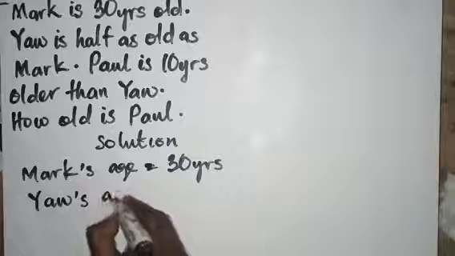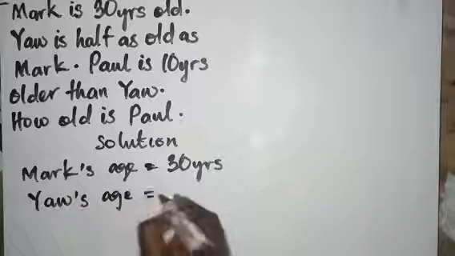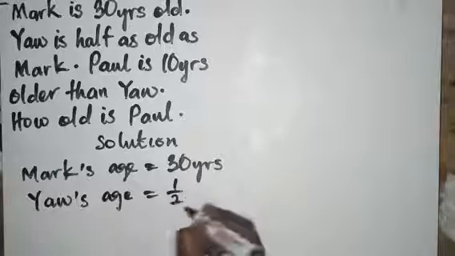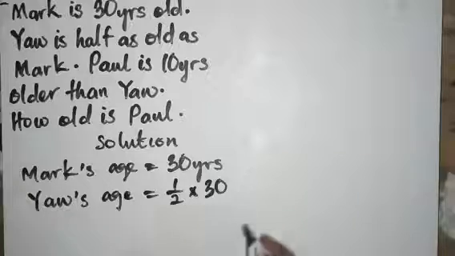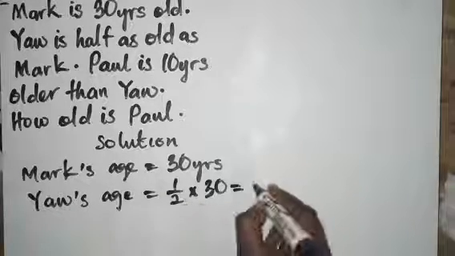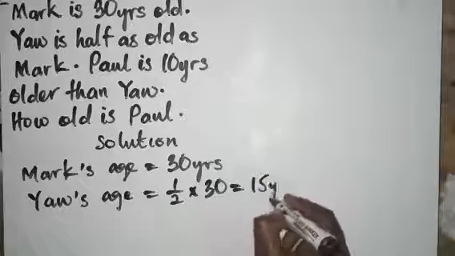Yao's age is equal to half the age of Mark, half of 30, which is going to give me 15 years.